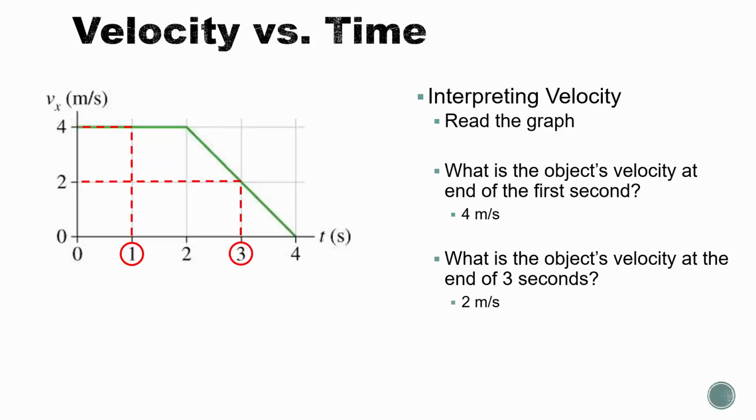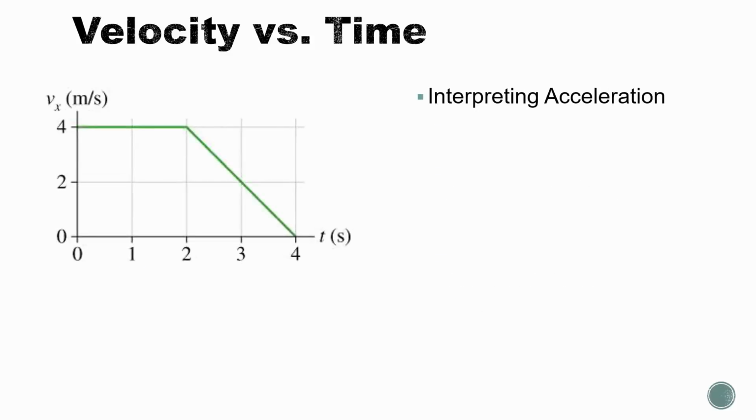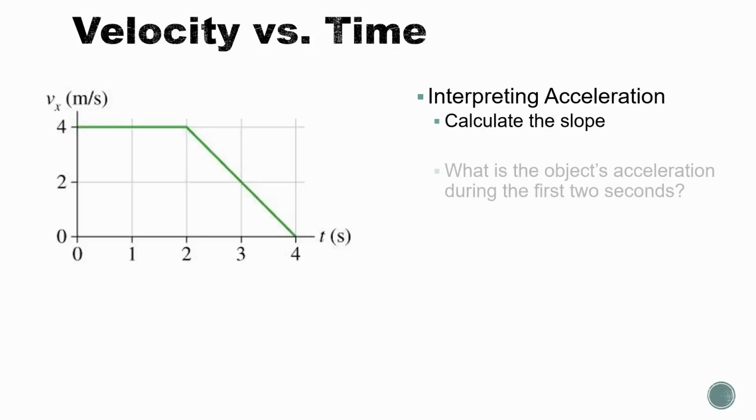It does get more difficult, like before, if we want to interpret something else from the same graph. Let's say we want to interpret the acceleration. Well, just like we found velocity from a displacement graph, we can find the acceleration from a velocity graph by calculating the slope. So what is the object's acceleration during the first 2 seconds? We're not going to bother doing any math because we can see that the slope of this segment is 0, giving us an acceleration of 0 meters per second squared. Of course, you can also see that during this time period, the object did not speed up or slow down.